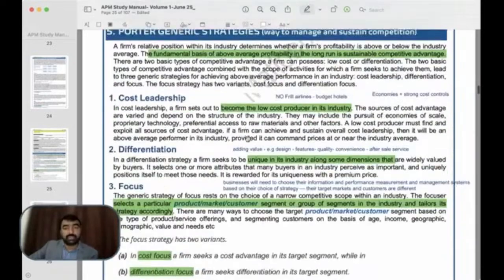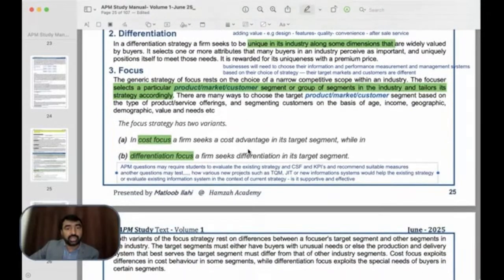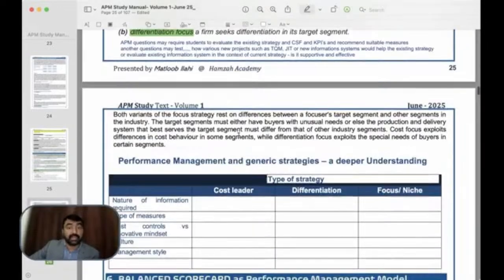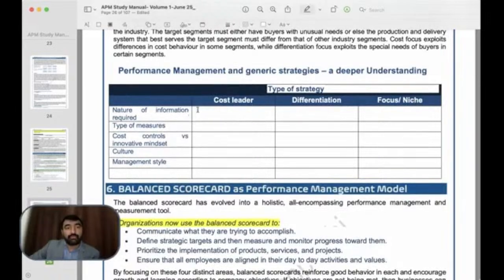And I have already discussed with you how advanced performance management questions would test your knowledge in these areas. I have left this table blank for you so that you can fill it in. For example, the three different types of strategies are here, and you can put things like the nature of information required. Every strategy demands a different type of information. For a cost leader, there are different information requirements. For differentiation, there are different ones. And for focus, there are different types of measures. As I told you, the same measures will not be used; different measures will be used.